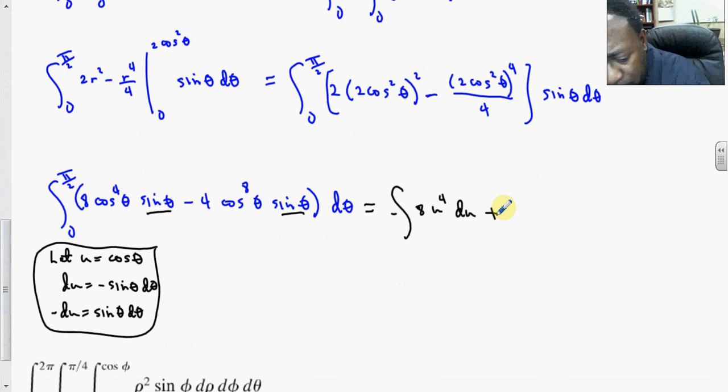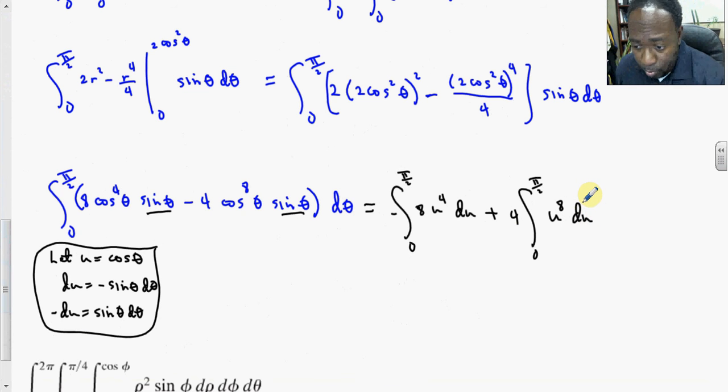And it's going to be plus, because this negative and that negative would give you a plus 4 times the integral from 0 to pi over 2. Over here we have cosine, which is u to the 8th power, du. So now when we integrate, we get negative 8 times u to the 5th divided by 5.